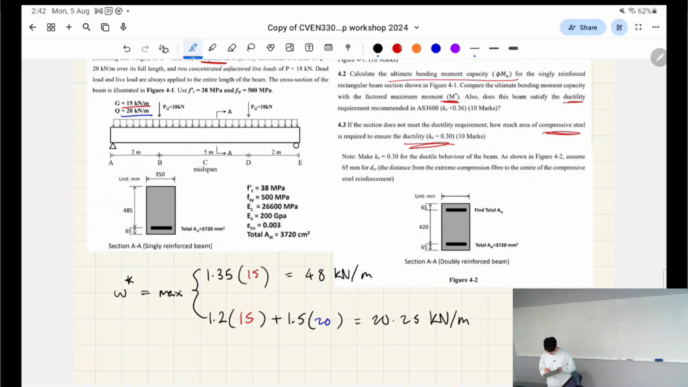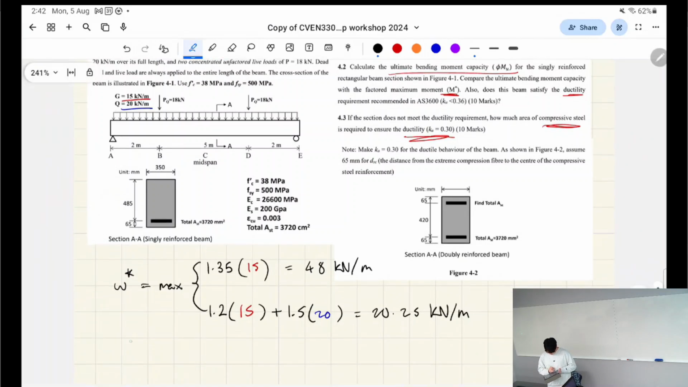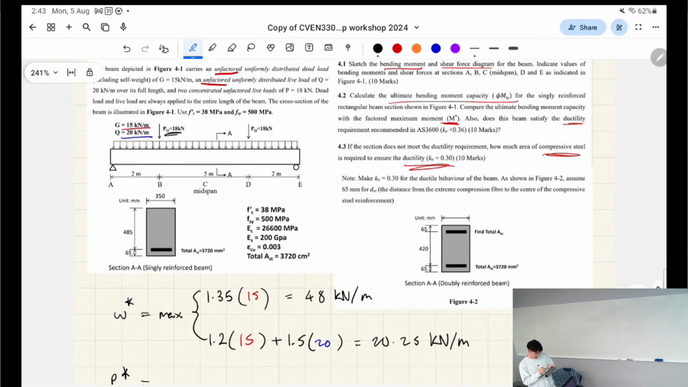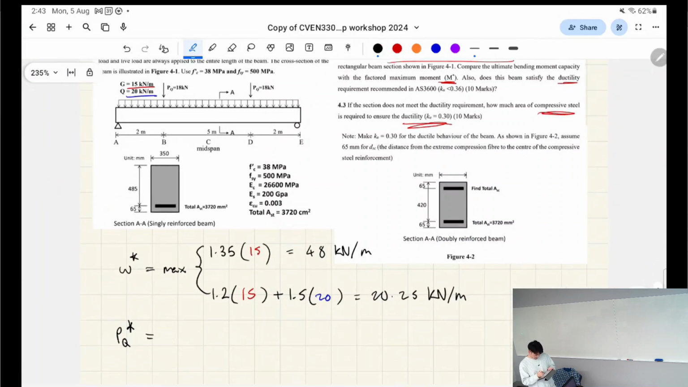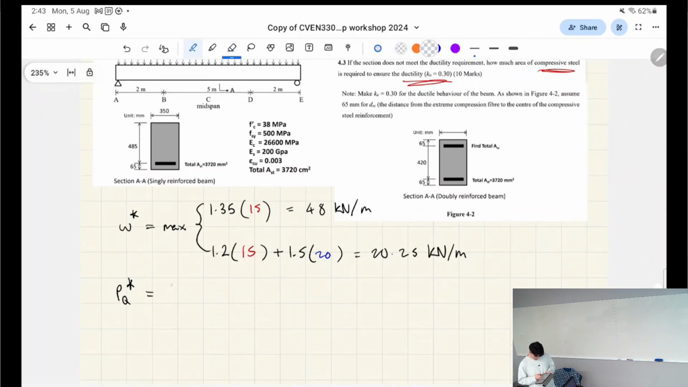Okay, next we have to conduct basically 1300 statics. One more thing actually. Let's do P Q star. Basically, because these point loads are also unfactored, right? These are concentrated unfactored point loads of 18 kilonewtons. Because they're also unfactored, we should also consider the second case, right? Well, if you want to, I might do it like this.